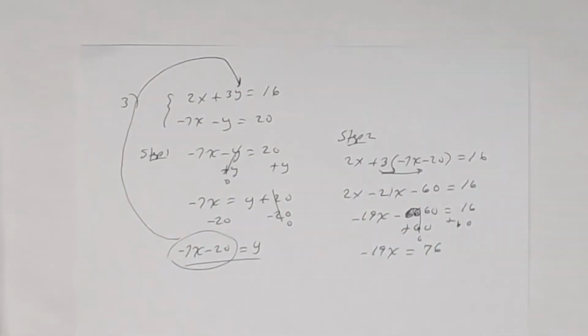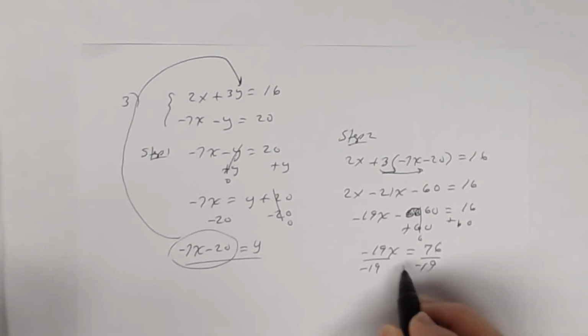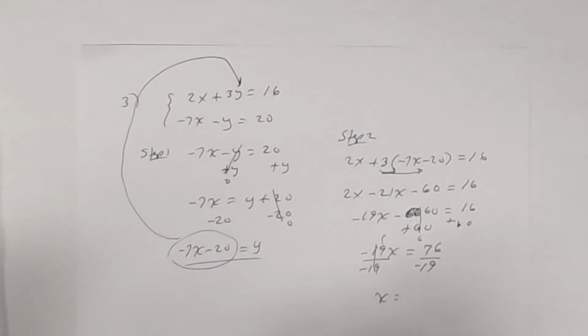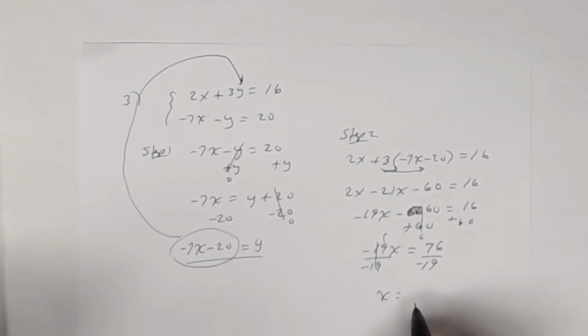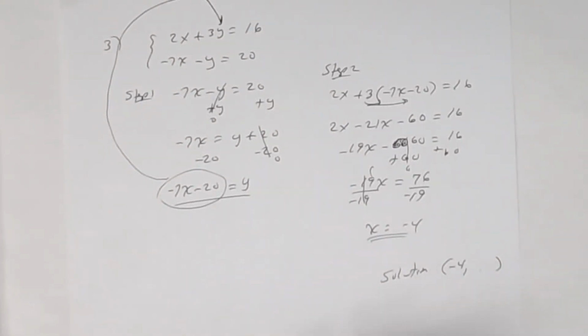And then I'm going to go ahead and divide both sides by negative 19. And when I do that, 76 divided by negative 19 equals a negative 4. So I found the x-coordinate of my solution. So my solution so far is x equals negative 4. I got to find the y-coordinate.